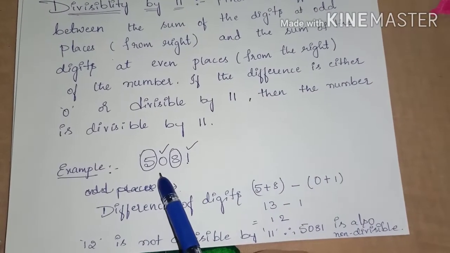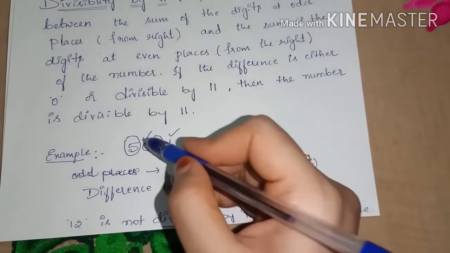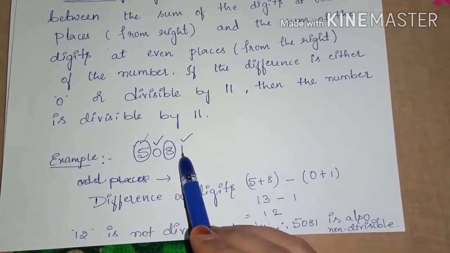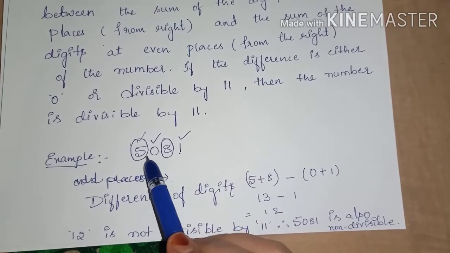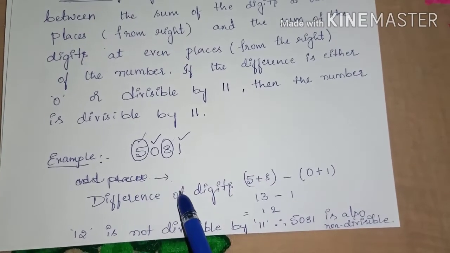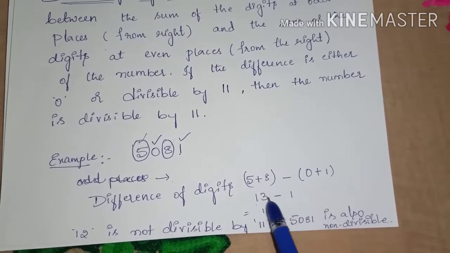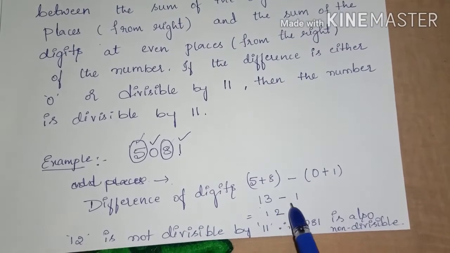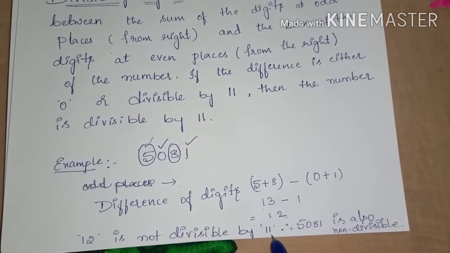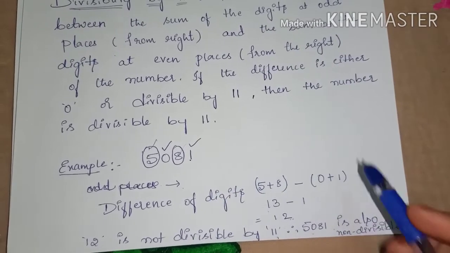For example, the number given here, 5081. So consider the alternate numbers. 5 and 8 is one group and 0 and 1 is one group. That is odd places and even places. So when you do the subtraction, 5 plus 8 is 13, 0 plus 1 is 1. Again you should do the difference. 13 minus 1 is 12. Here 12 is not divisible by 11, hence 5081 is also not divisible by 11.